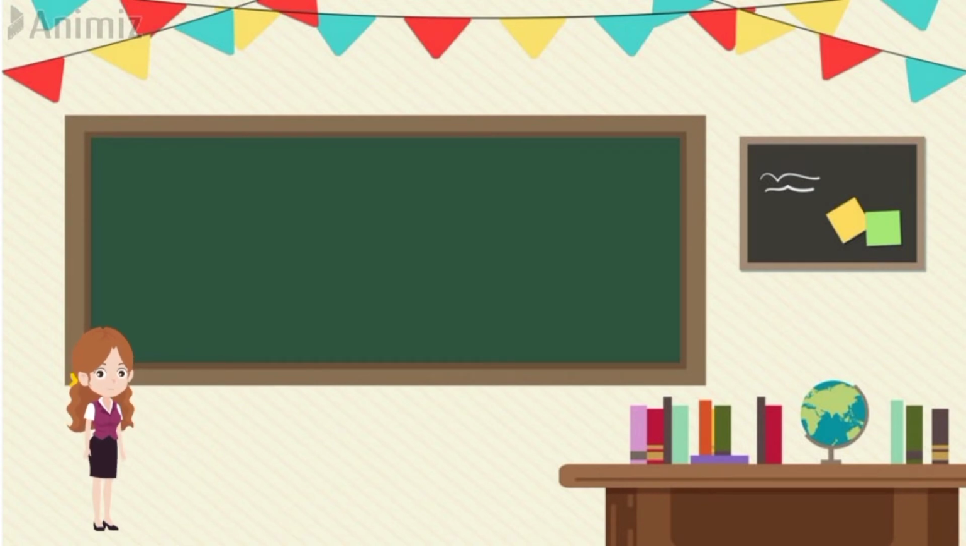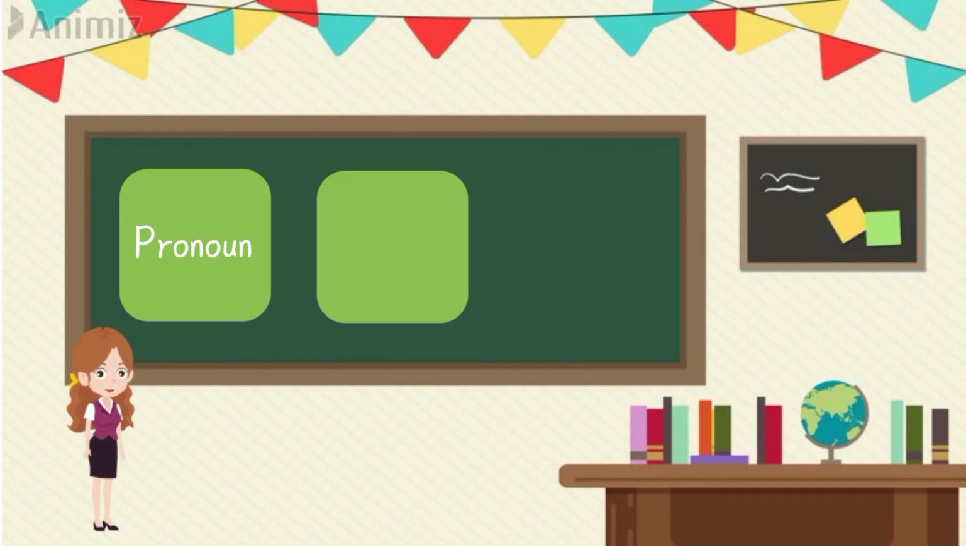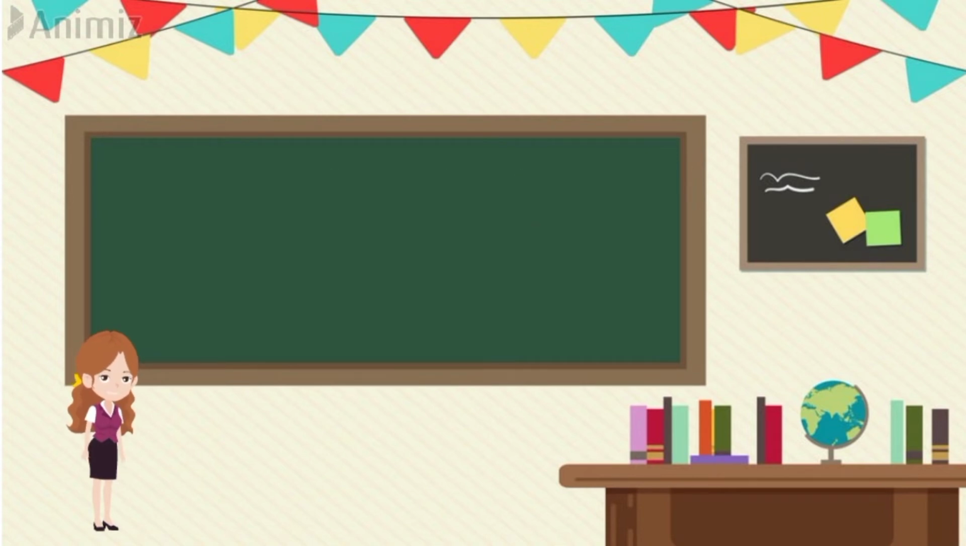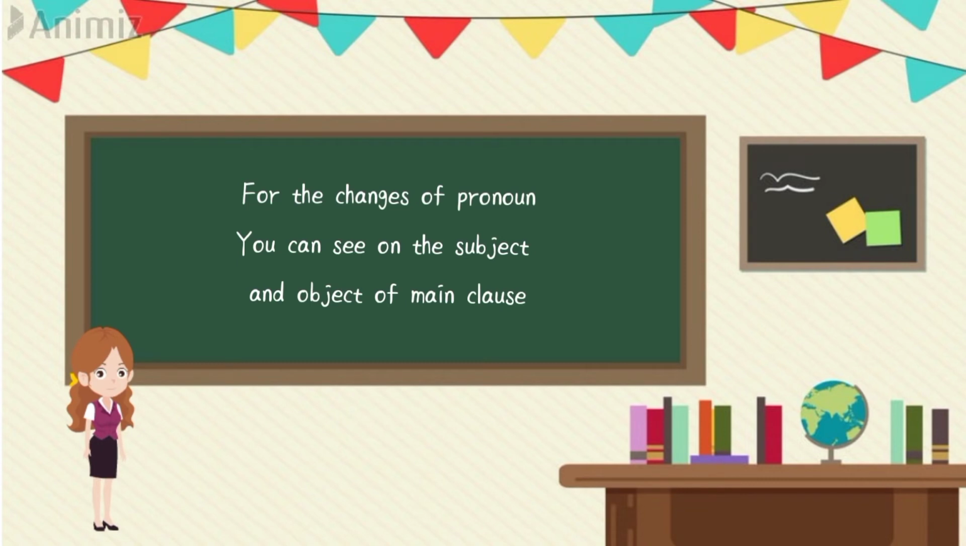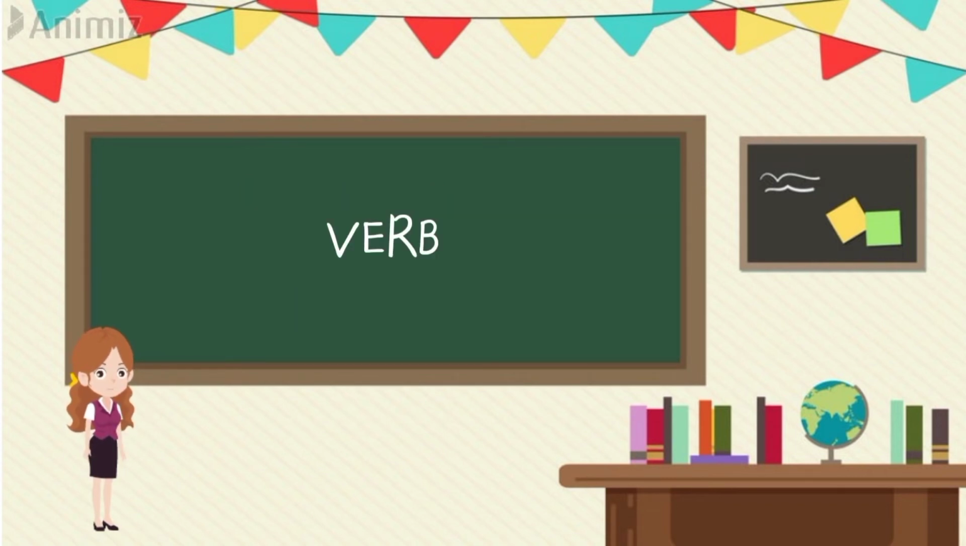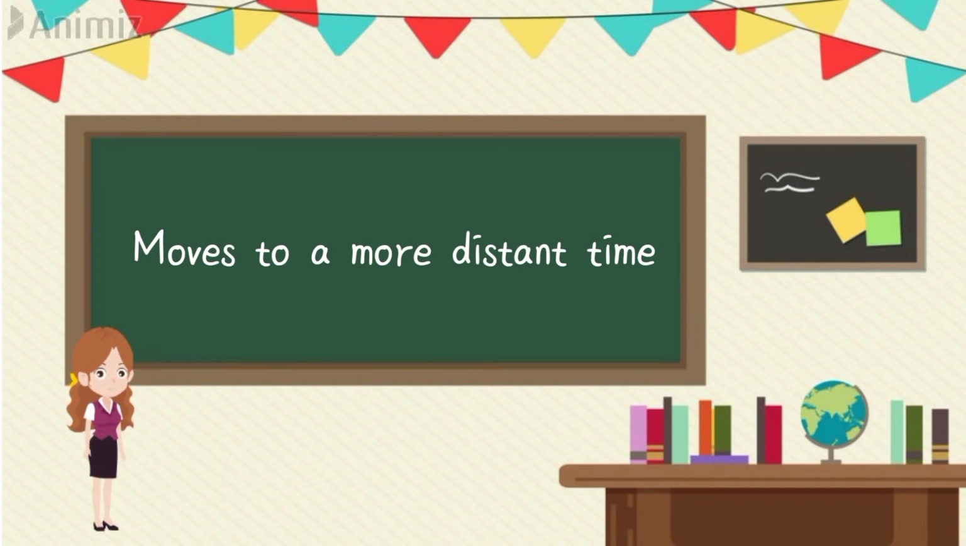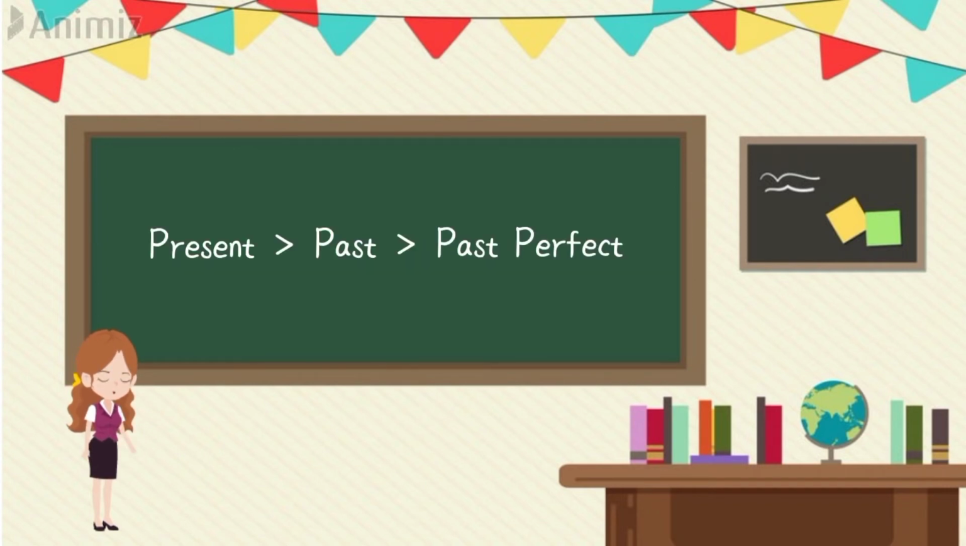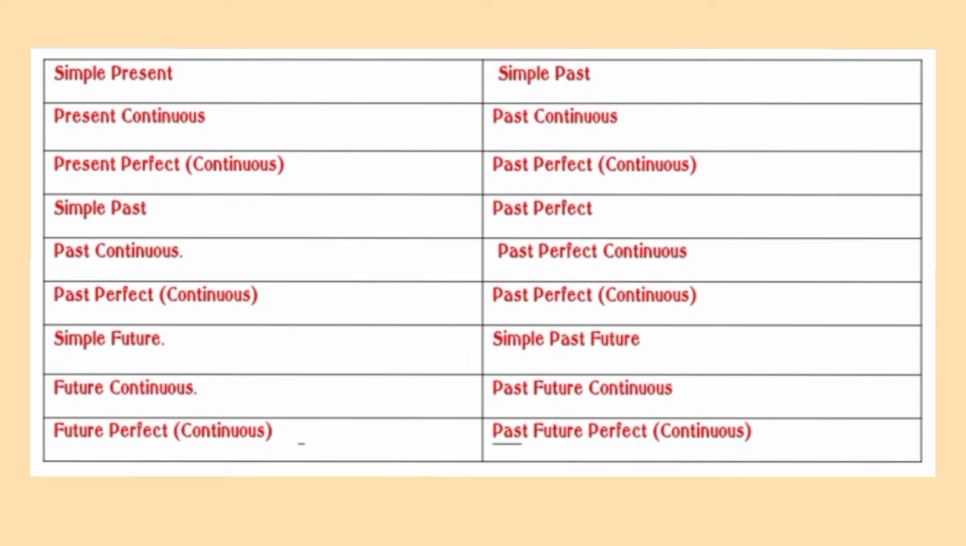Just like I said before, if the main clause uses the simple past, then the indirect speech undergoes 3 changes, namely pronoun, verb, and adverb. And for the pronouns, they change as I said before, like you must see the subject in the main clause: I, my, mine, myself. You must see the object in the main clause. Okay? And for the verb, the change moves to a more distant time, namely the present changes to past and past changes to past perfect. These 2 rules you can see in the following table.